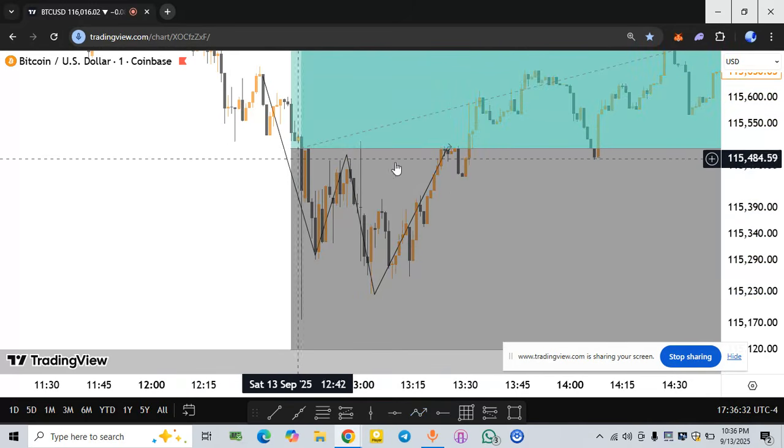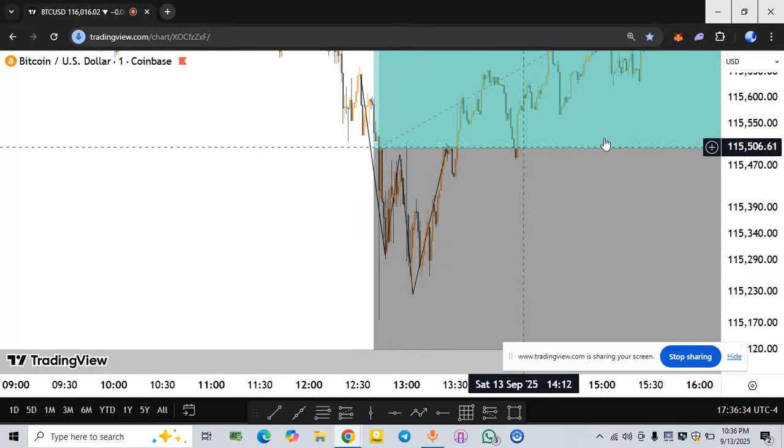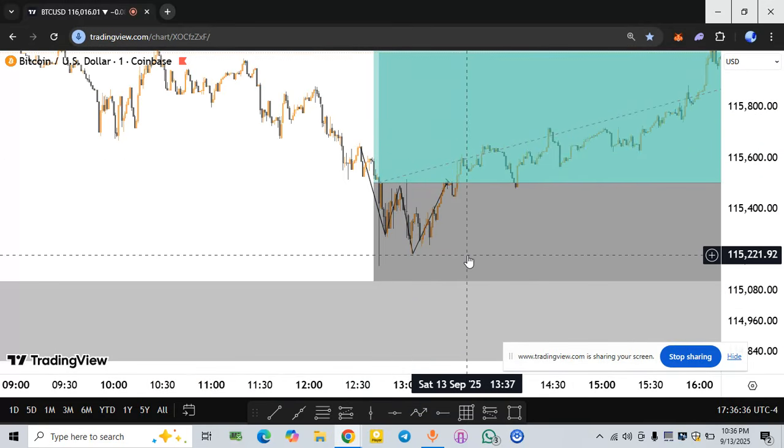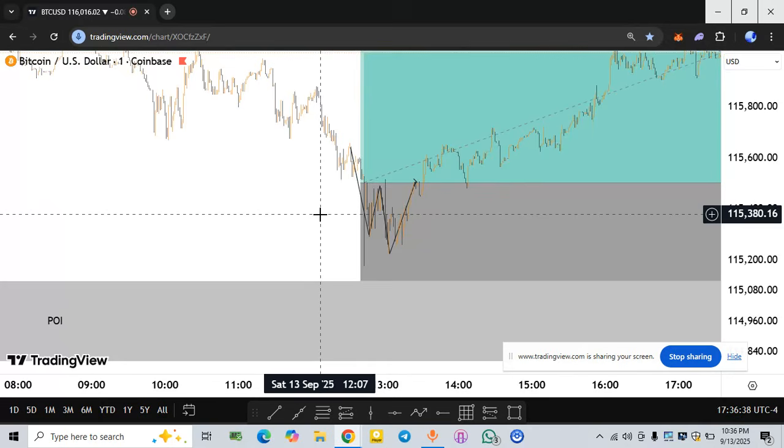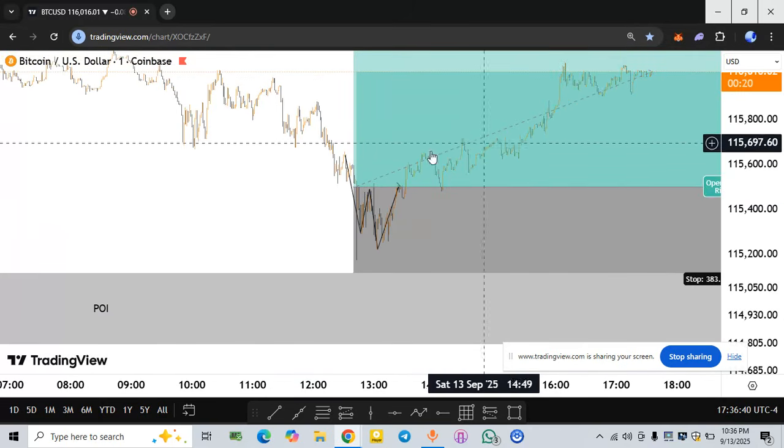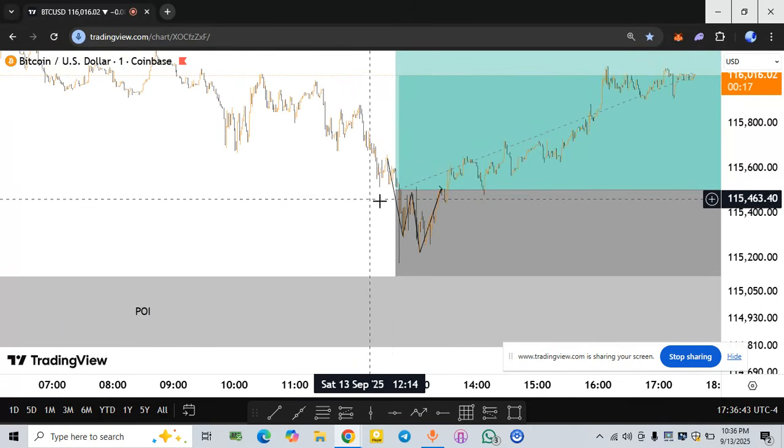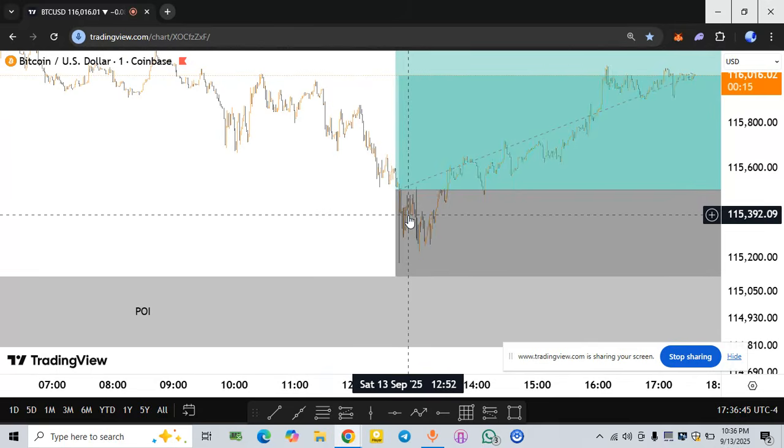So basically, what you are looking for before you take your entry is just a change of character or break of structure on the smaller time frame, signaling that price is about to go the other way, then you take your trade. As simple as that. Very, very simple. You don't need to complicate it.